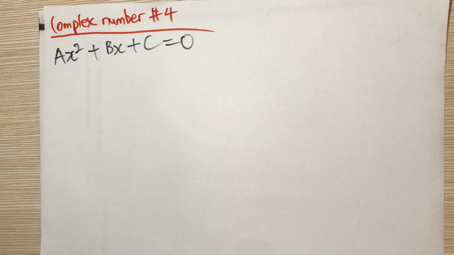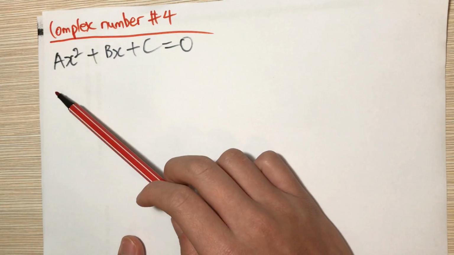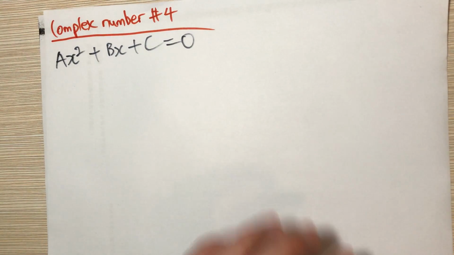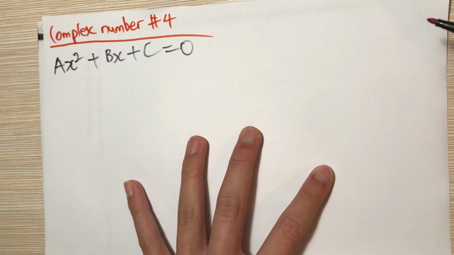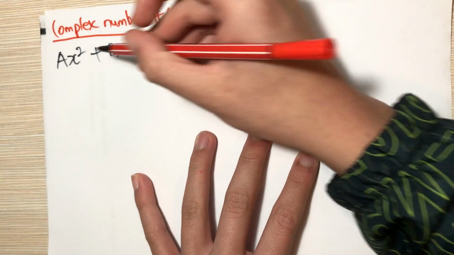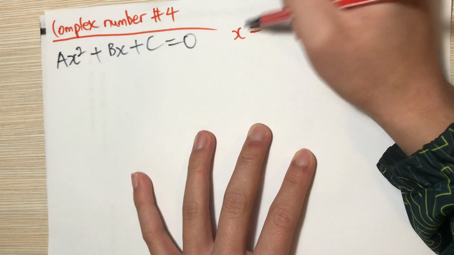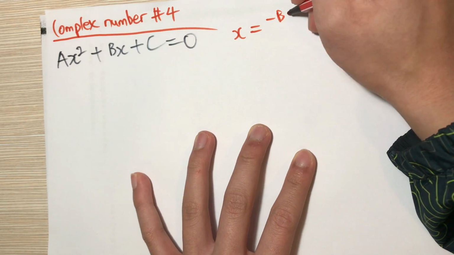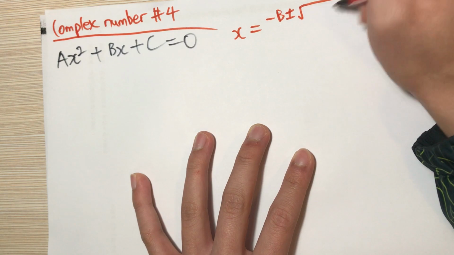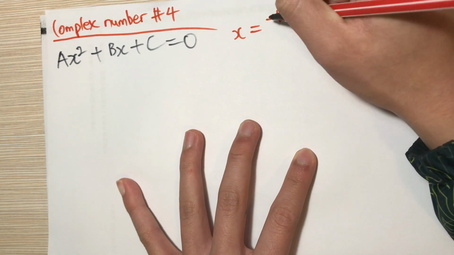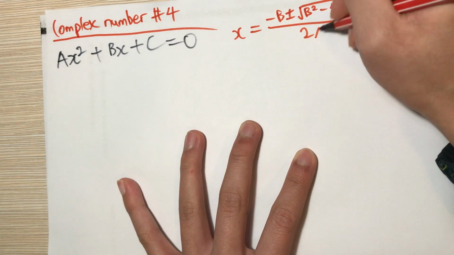Now today we will talk about a quadratic equation with complex root. Now let me remind you the general form of a quadratic equation. Also let me write down the quadratic formula to you. Now if we encounter this, we can just say x is equal to negative b plus or minus the square root of b squared minus 4ac all over 2a.